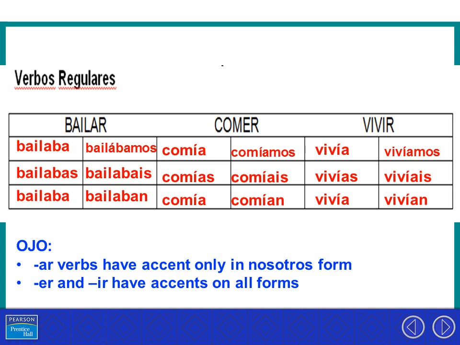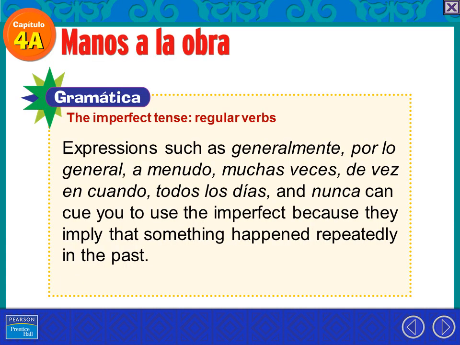Well, here's the good news. There are only 3. That is good news. So first of all, talking about when to use this, when you see expressions like generalmente, por lo general, a menudo, muchas veces, de vez en cuando, todos los días, and nunca, they cue you in to use the imperfect because those are things that happened habitually in the past. So we're going to be focusing on that for the theme of our chapter. We're going to talk about when we were kids and what we used to do, things we did over and over again. It's going to be fun.